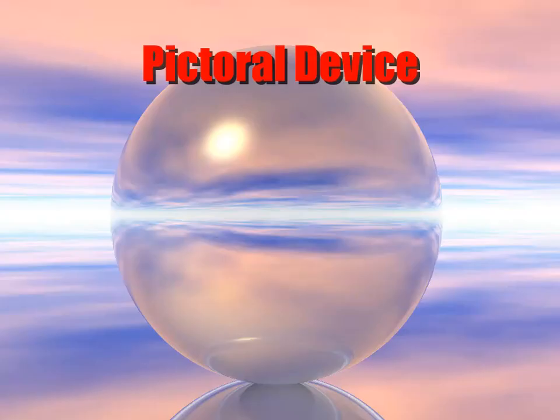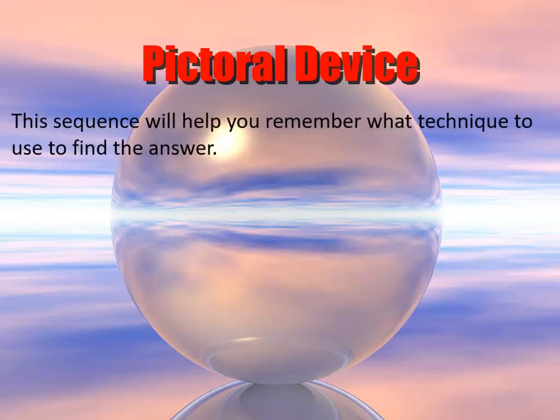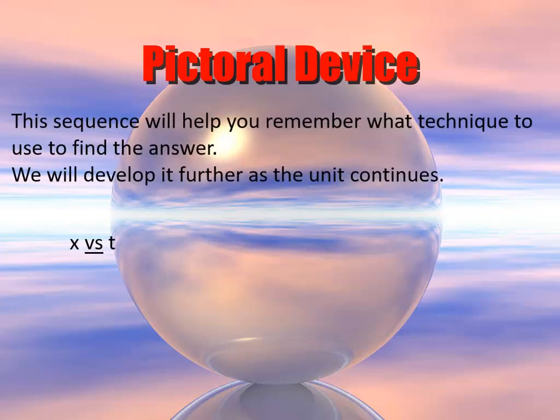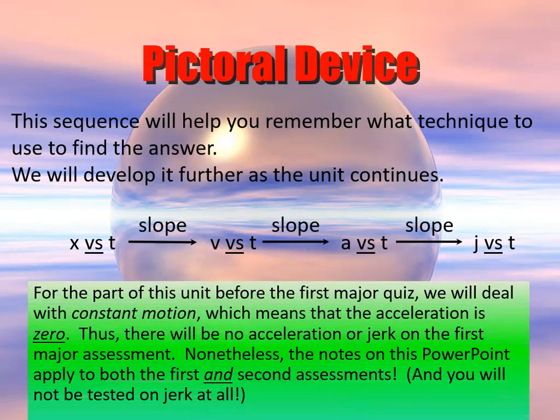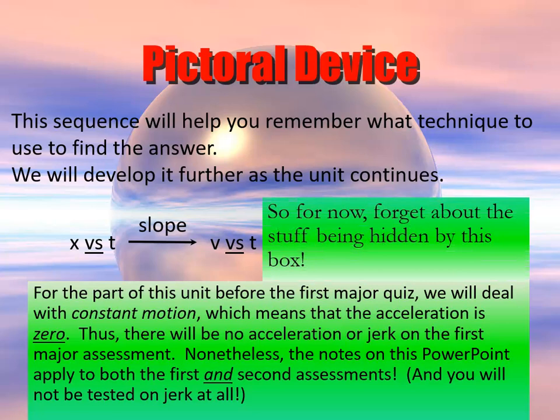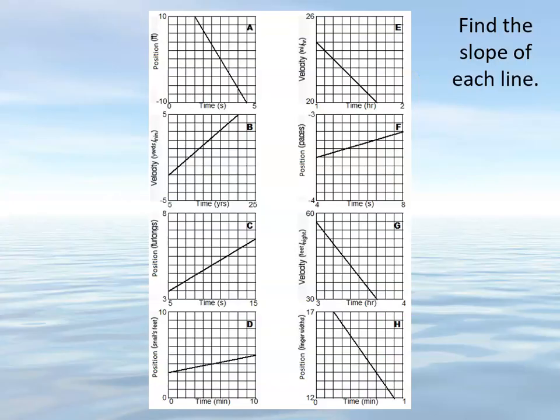Okay. So, a little pictorial device for you: let's say you have an x versus t graph. If you want to take the slope of that, that gives you a v versus t graph. If you want to take the slope of that, that would give you an acceleration versus time graph. If you want to take a slope of that, you'd get a jerk versus time graph. For now, though, we are just going to focus on position versus time graphs and velocity versus time graphs. So let's practice taking some slopes.